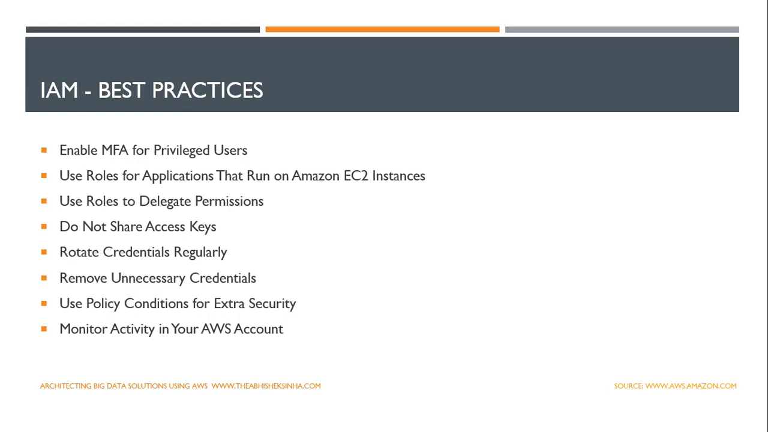Use roles to delegate permissions. Do not share access keys. It's a complete no. You are not supposed to share access keys. Rotate credentials regularly. There is an inbuilt feature where you can enforce a policy to rotate the credentials. Then remove unnecessary credentials. If somebody leaves the organization, you are supposed to deactivate or delete the credentials. Use policy conditions for extra security. And of course, monitor activity in your AWS account.